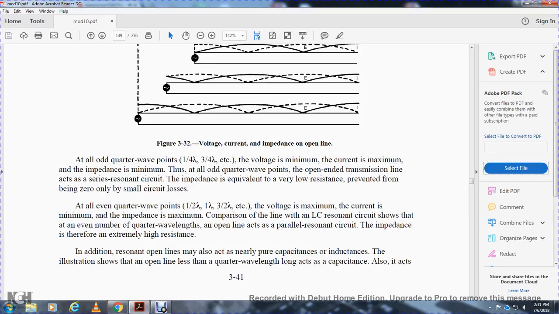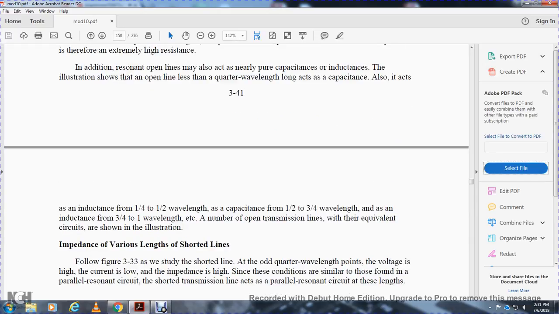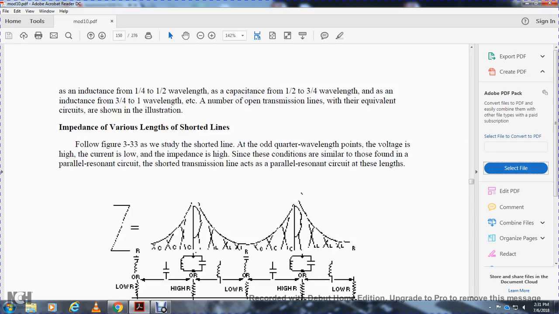The illustration shows the open line less than a quarter wavelength long acts as a capacitance. It also acts as an inductance from 1/4 to 1/2 wavelength, a capacitance from 1/2 to 3/4 wavelength, and an inductance from 3/4 to 1 wavelength. The equivalent circuit of the open transmission line is shown by the illustration. Impedance of various lengths of a short line.